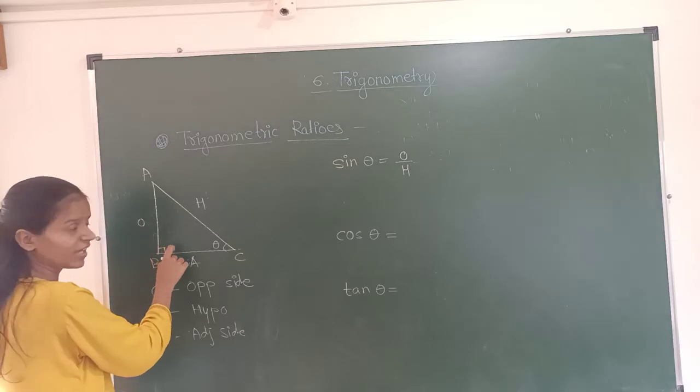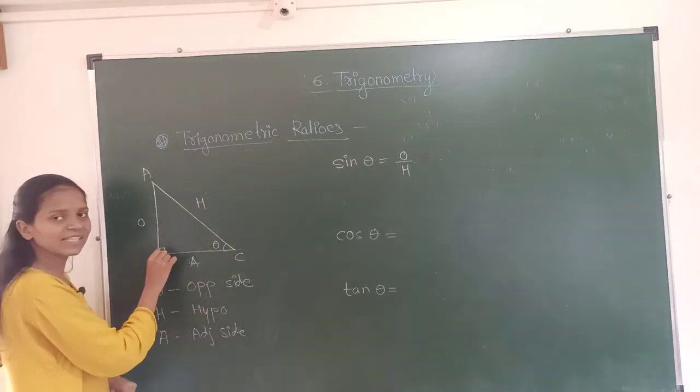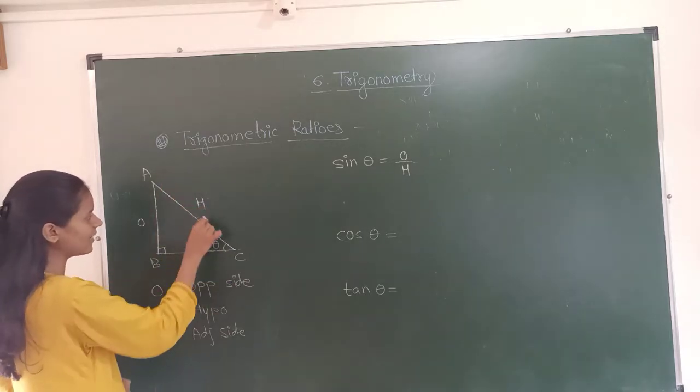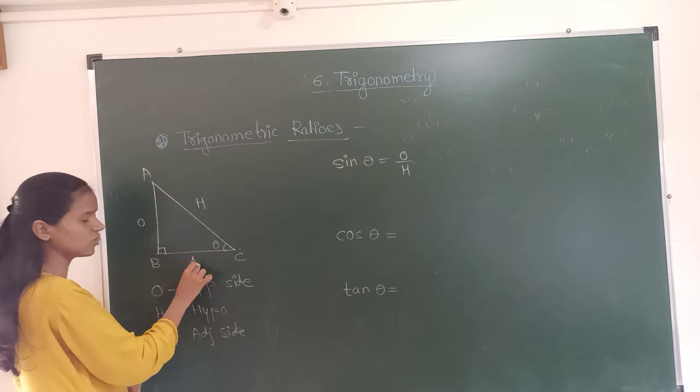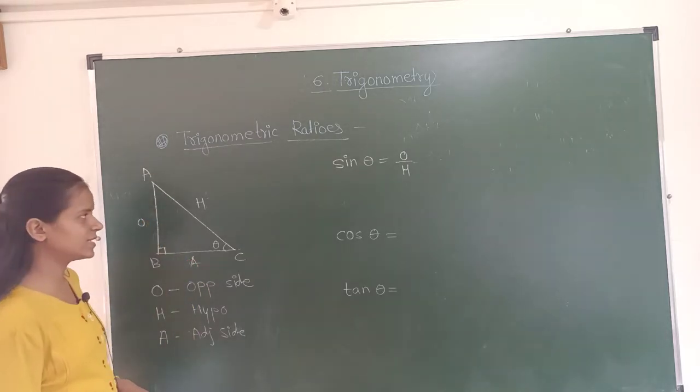The side opposite to the 90 degree angle is always the hypotenuse. So B is the 90 degree angle. Opposite side to this is AC, so AC is the hypotenuse. Adjacent side to the angle is BC, so we call it A, and this is O. Okay, O is the opposite side.